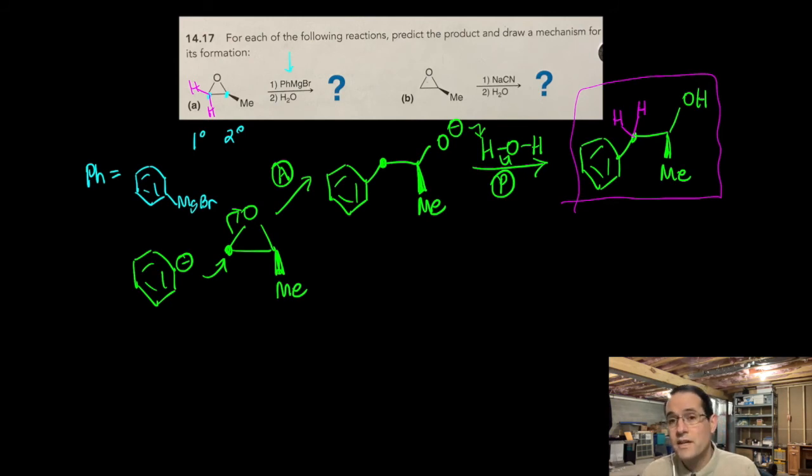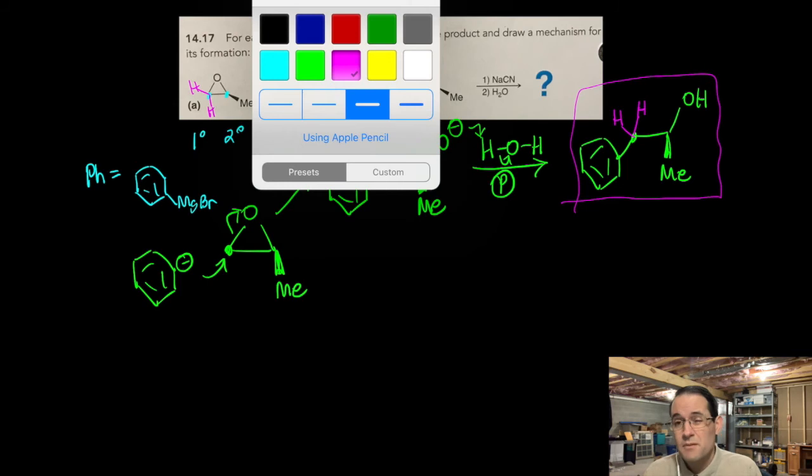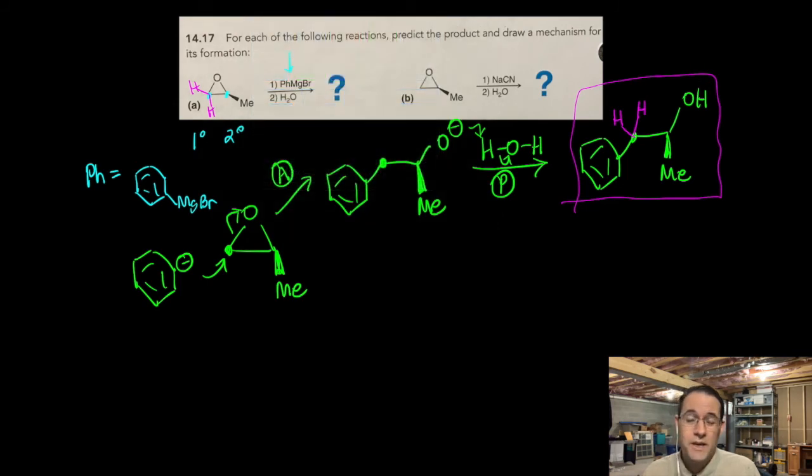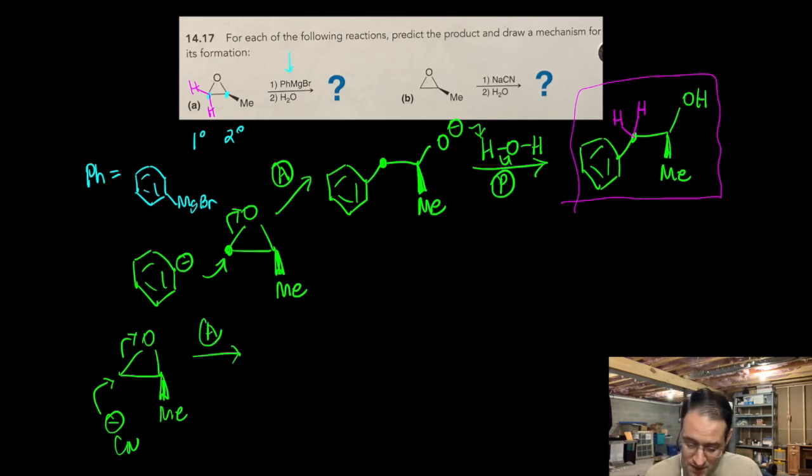A similar thing would happen in part B, but instead of phenyl magnesium bromide, we have sodium cyanide. So what would that look like? Well, here's our epoxide. It's a nice chiral molecule with a methyl group here. And if we treat this with cyanide, so sodium cyanide is a source of negatively charged cyanide ion, in the first step, we're going to have nucleophilic attack of the cyanide.